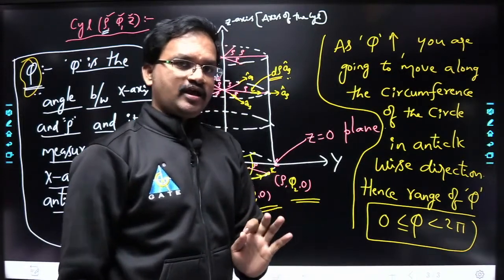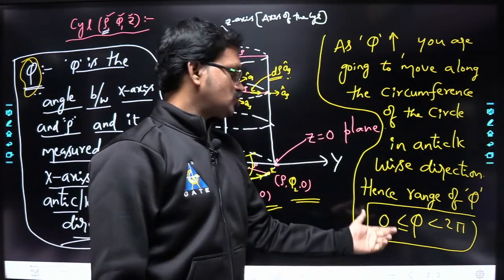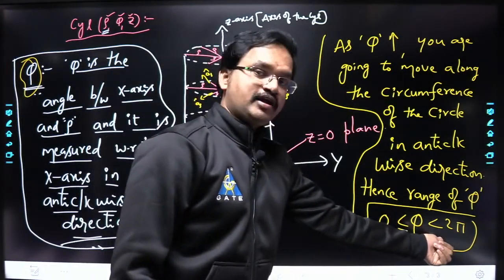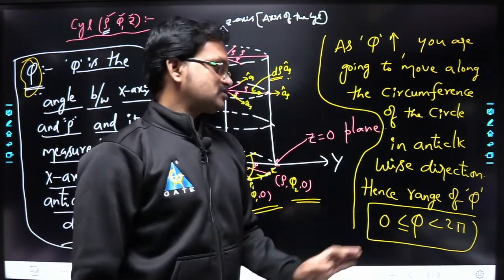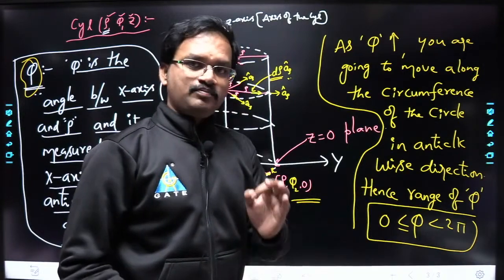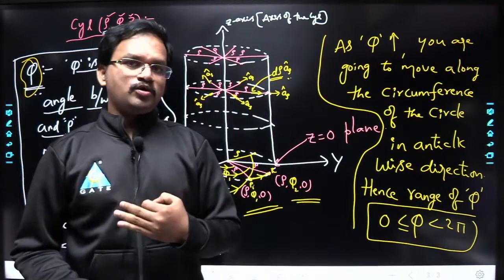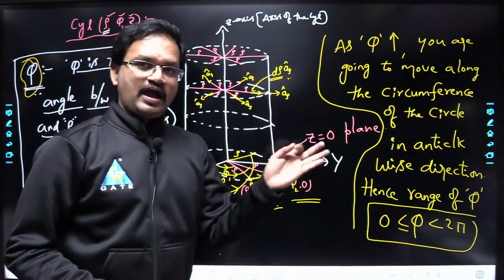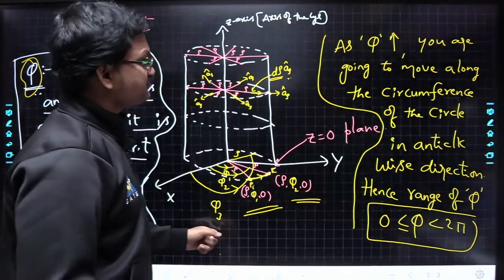Understood? So take care whenever you are writing the range of phi. It is from 0 to 2 pi. If you put equality here, you should not put equality here, because 0 and 2 pi will represent the same point. Understood? So now you have understood what phi means and what happens as phi varies. Okay, next point.